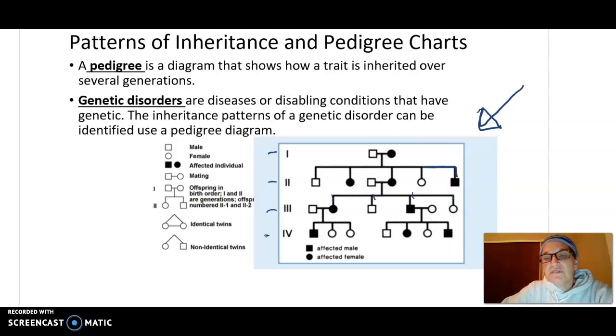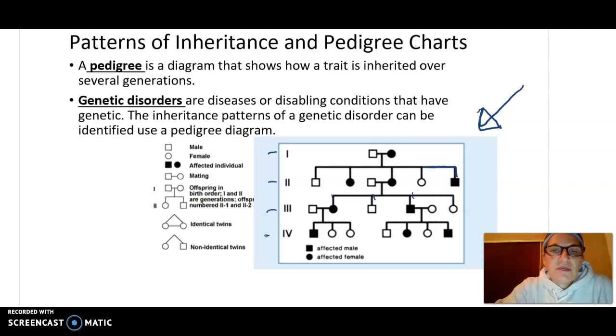If the individual is affected, meaning they express the phenotype of the disease or the disorder or whatever the trait is that we're looking at, that means that they will be shaded completely in. So the affected individual will be completely shaded in, while the unaffected individual will not be shaded in. All of the black circles and black squares are affected individuals. Those should jump out right away. The ones that are not shaded in are not affected.